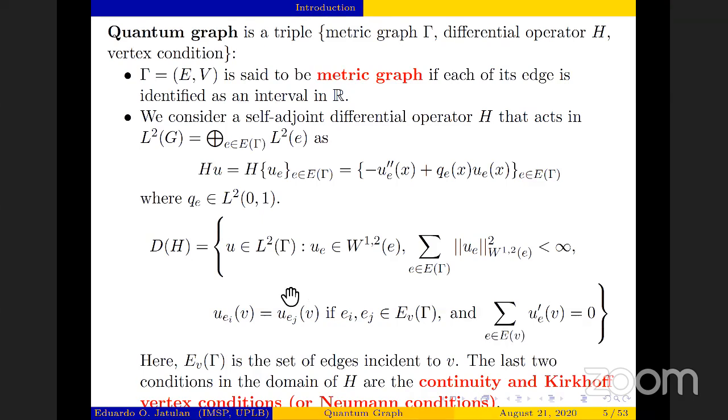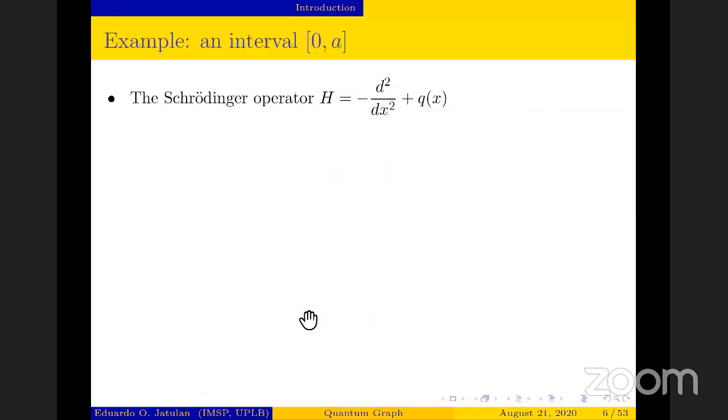So later, I will give some examples, and then we will see why we call these Neumann conditions for quantum graphs. I'll give you a trivial example of a quantum graph: an interval from 0 to A. So we have length A for this interval. So this is a trivial example of a quantum graph. The Schrodinger operator that we are going to consider is this differential operator acting on this interval.